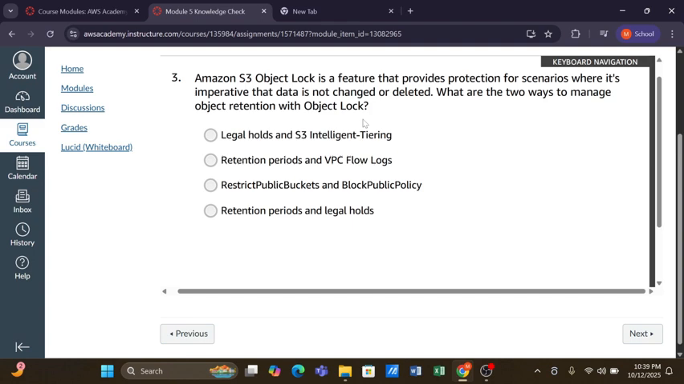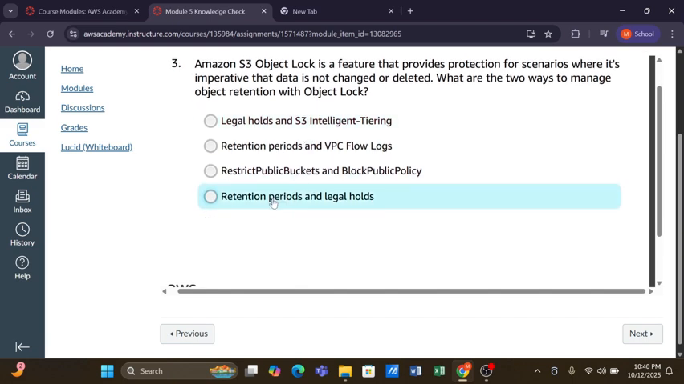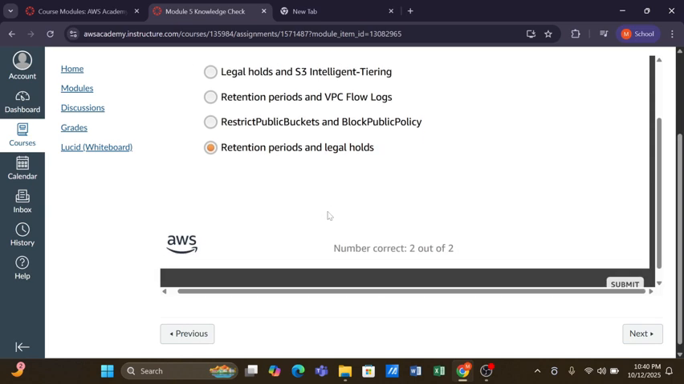Amazon S3 Object Lock is a feature that provides protection for scenarios where it's imperative that data is not changed or deleted. What are the two ways to manage object retention with Object Lock? Legal holds and S3 Intelligent-Tiering, retention periods and VPC flow logs, restrict public buckets and block public policy, or retention periods and legal holds. So for S3 Object Lock, it is retention periods and legal holds.